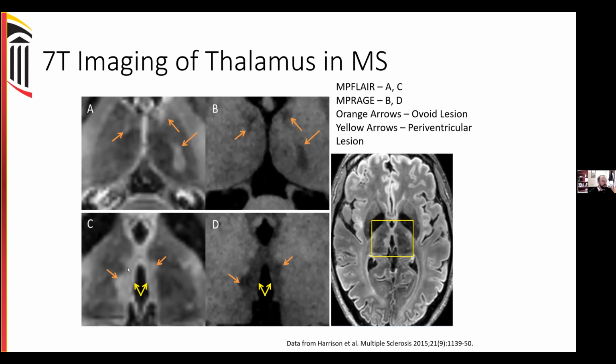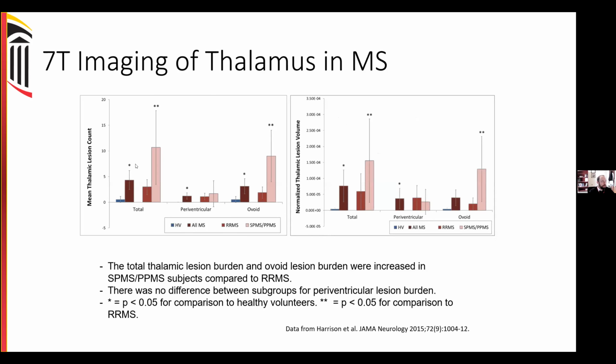These are lesions right around the ventricular surface of the thalamus. This is on FLAIR, and this is on the T1 weighted image, and then these sort of circular lesions within the body of the thalamus. We found that those lesions, very similar to the cortical lesions, are present in the MS patients, not really seen in the healthy volunteers, and much more significantly seen in the patients with the more progressive forms of multiple sclerosis. We found that the burden was increased in the progressive forms compared to relapsing, very significantly.